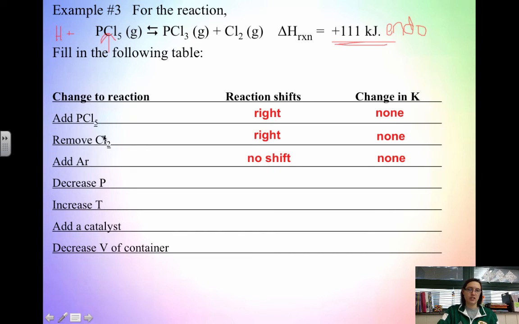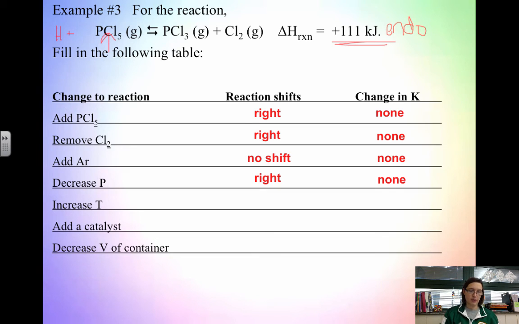So next we decrease the pressure. So now you're decreasing the pressure. To counteract that decrease in pressure, you don't have enough collisions now, so we need to increase the number of collisions back up. So we're going to shift to the side with more moles of gas, which in this case is the right. And again, changing concentration or pressure has no effect on K.